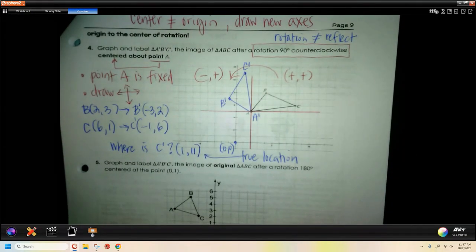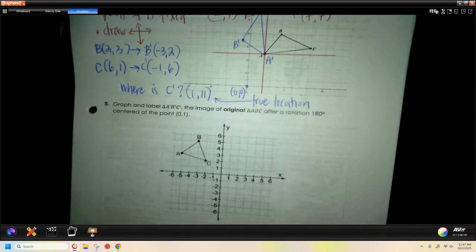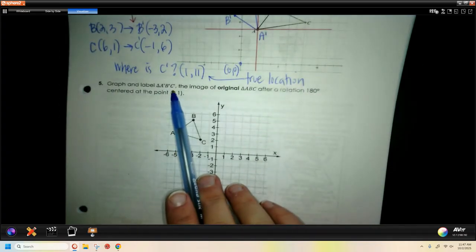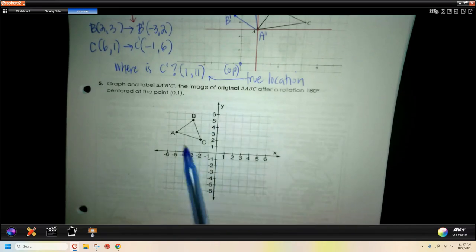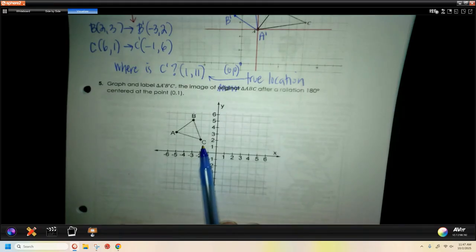Based on the coordinate plane, but we use our different set of axes to make rotation easier. Thumbs up? Okay. One more to do and then we're done. Okay. So it says graph and label triangle A prime, B prime, C prime, the image of, you don't need the word original in there. That's kind of a typo, but it's okay. A, B, C, after a rotation 180 degrees, centered at the point 0, 1.